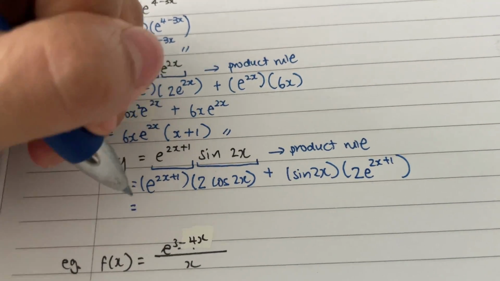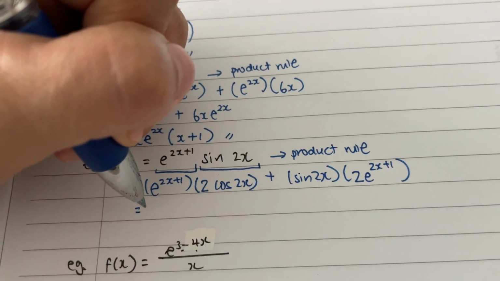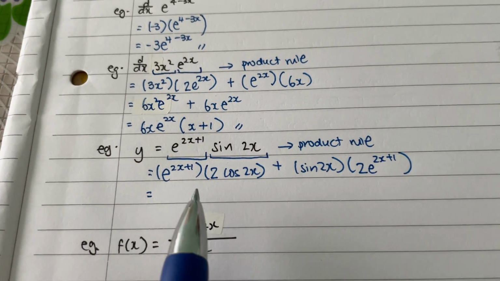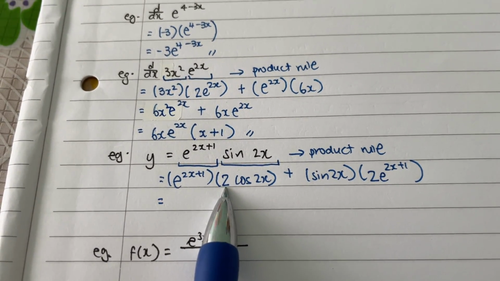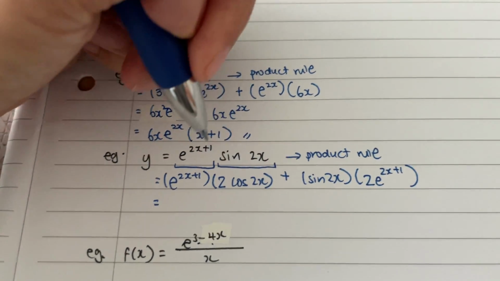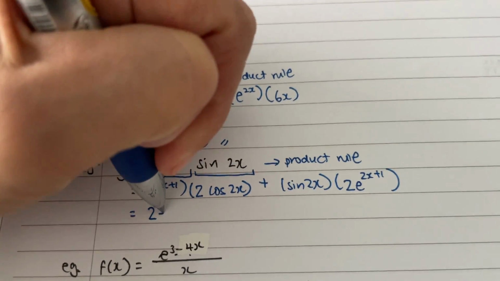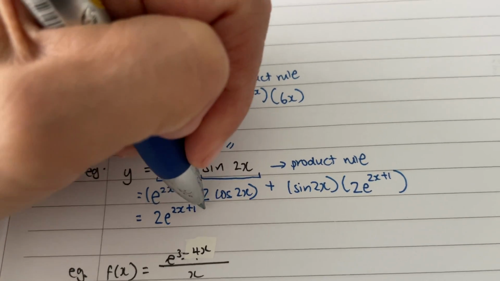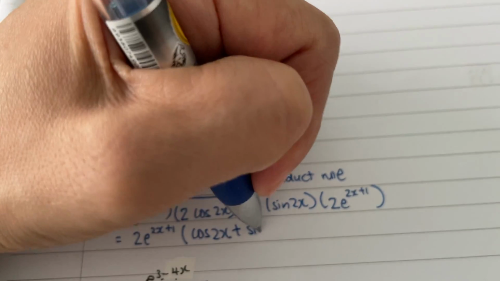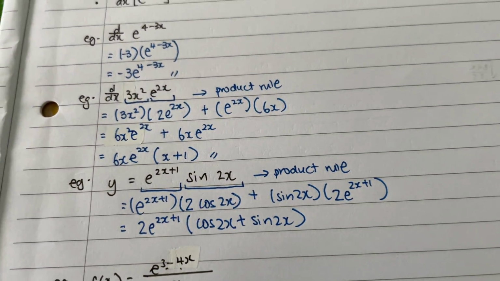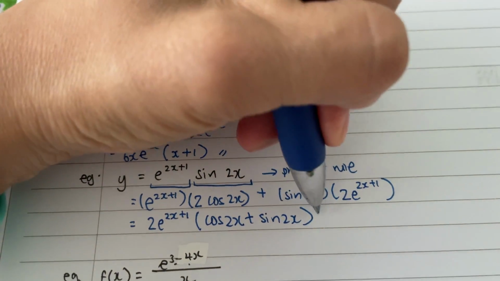Now we simplify. I think you could see that for both terms you have a 2 that can be factorized out. e to the power of 2x plus 1 can also be factorized out, right? So you're left with cos 2x plus sin 2x in the brackets. And that will be our answer.